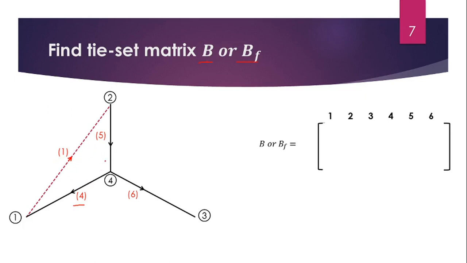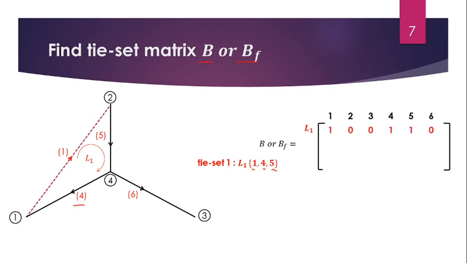The direction of the loop should be the direction of the link. So we get the first tie set. Tie set is nothing but the branches which make the loop. So what are the branches which make that loop L1? Branch 1, branch 4 and branch 5. If they have the same direction as the loop, we take +1. Else we take -1 for their matrix element. If the branches are not part of the loop, we take 0.